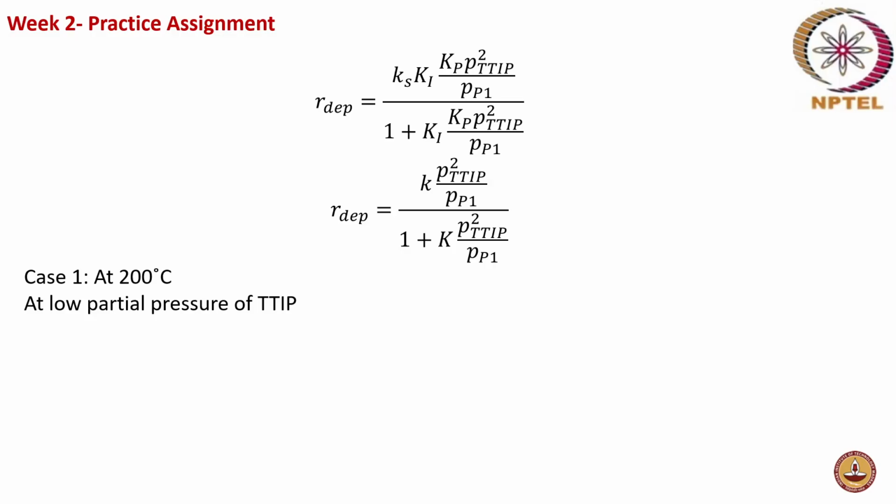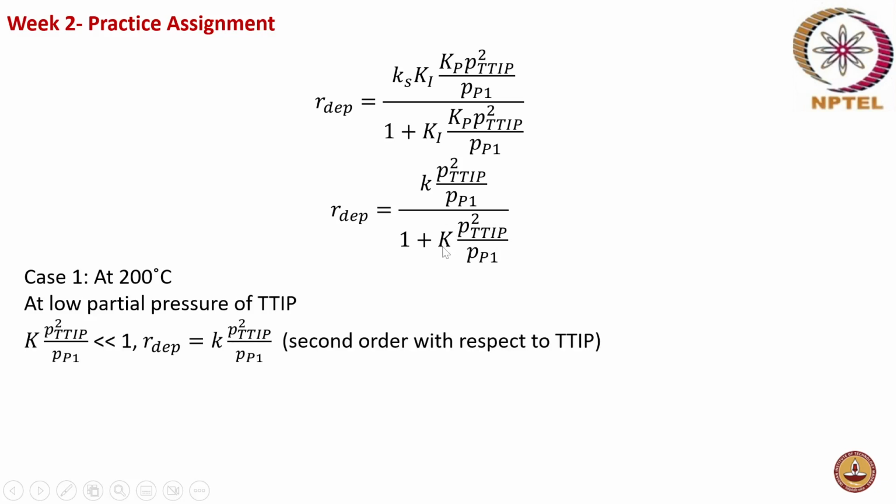Yes. So this becomes very small. So what you can do is that you can just eliminate this term in the denominator alone. Because here already your partial pressure is very low, and the square, say for example, the partial pressure is 0.2, right? When you square it, it becomes 0.04, so it becomes very small. Correct? So this second term becomes very small compared to the first term in the denominator. Since it is very small compared to the 1, you can eliminate that term. So you will end up with rate of deposition being a second order expression with respect to partial pressure of TTIP. Okay. Now case 2.